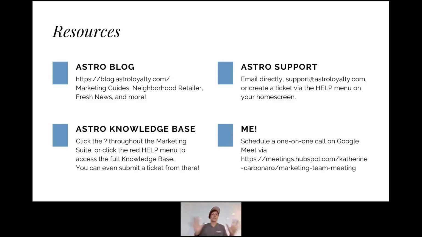All right, so now resources. I mentioned some of these already, but I wanted to reiterate them here. All of these links you can find in the chat if you scroll up. So we have our Astro blog. Within the blog, we have marketing guides. The section for neighborhood retailer will include our tips and best practices articles on methods of communication, merchandising, anything you could possibly think of relating to shopping local in your store. You'll find some information there.